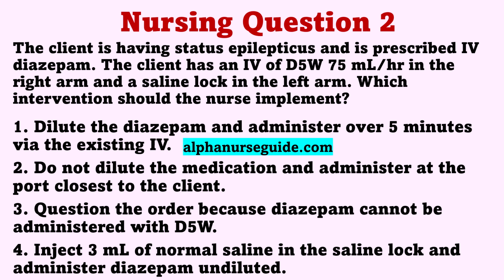The correct answer is 4, inject 3 milliliters of normal saline in the saline lock and administer diazepam undiluted. Rationale: the nurse should administer the diazepam, a benzodiazepine, undiluted through the saline lock. Diazepam is oil-based and should not be diluted. It should not be administered in an existing IV line if another option is available. The nurse does not need to question the order because there is an existing saline lock.